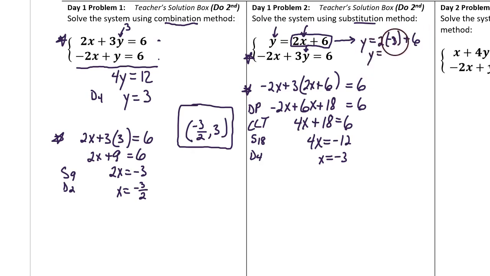2 times negative 3 is negative 6, and negative 6 plus 6 is 0. So in parentheses, our ordered pair is negative 3, comma 0. If we were to draw two lines, they would cross each other at that location.